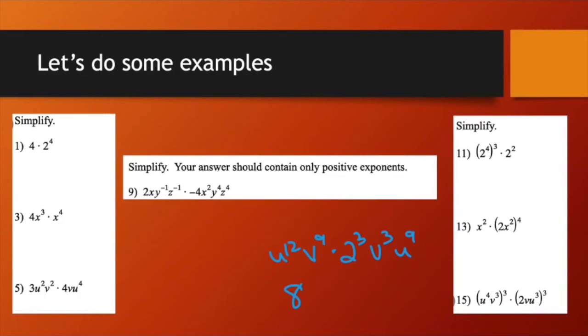We'll have our u's. I'm listing it first because it's listed first there. I'll have u to the 12th and u to the 9, so I have a total of u to the 21. Then we'll have our v's. We have v to the 9 and v to the 3 for a total of v to the 12.